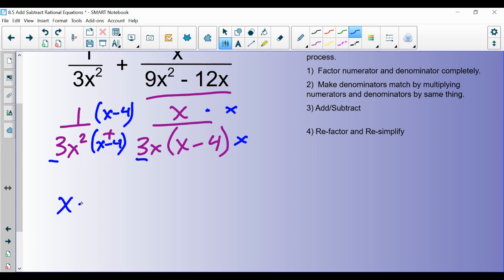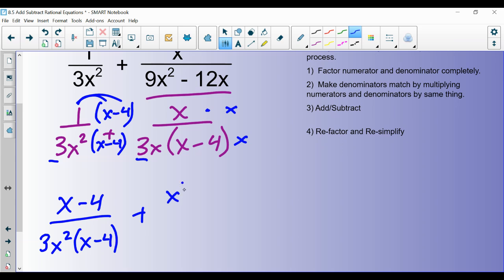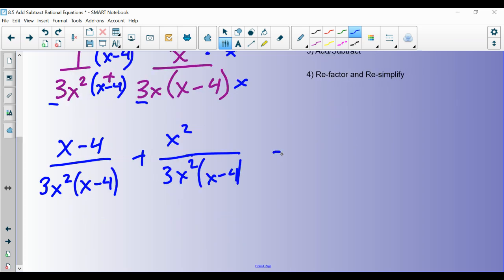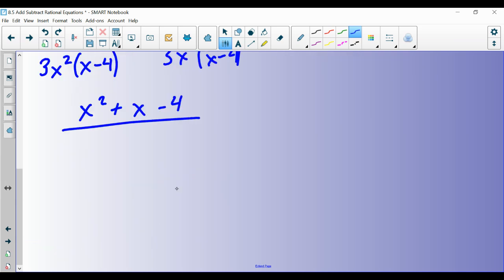So my numerator up here, I can distribute the 1 in, 1 times x minus 4 over 3x squared times x minus 4. This is an adding problem. x squared over 3x squared times x minus 4. I'm going to add my numerators, and I'm going to rearrange this in a good order. We like the x squared to go first, so it'll be x squared plus x minus 4 over 3x squared times x minus 4.